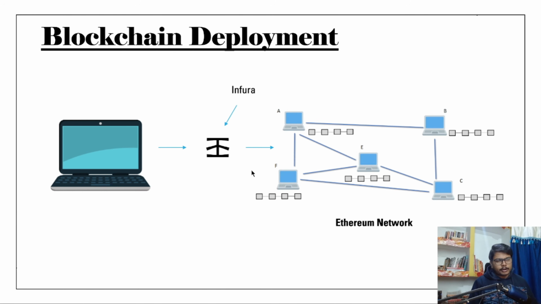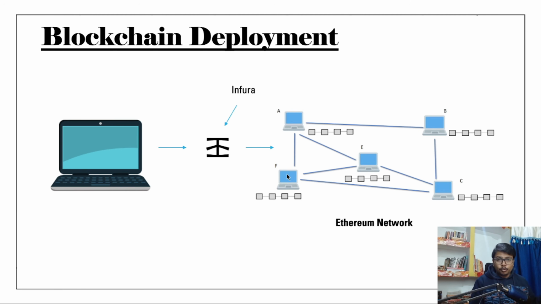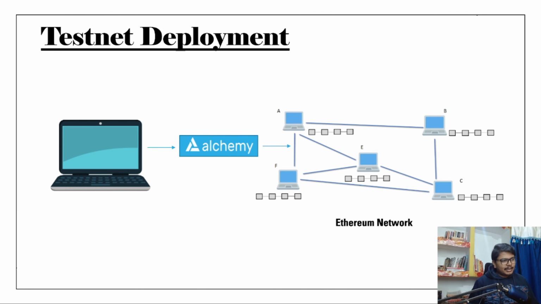And there are alternatives to Infura. You can also use Alchemy. Alchemy is also an alternative to Infura, which you can use in order to deploy your smart contract on the Ethereum network. For the purpose of this video, I'm going to use Alchemy. Again, as I said, you can use Infura, but I'm going to use Alchemy because Alchemy is free. Infura is also free, but I think Alchemy is much more flexible than Infura. So I'm going to use Alchemy, but you can do the same with Infura as well. So let us quickly go and use Alchemy to talk to our Ethereum blockchain and deploy our smart contract.